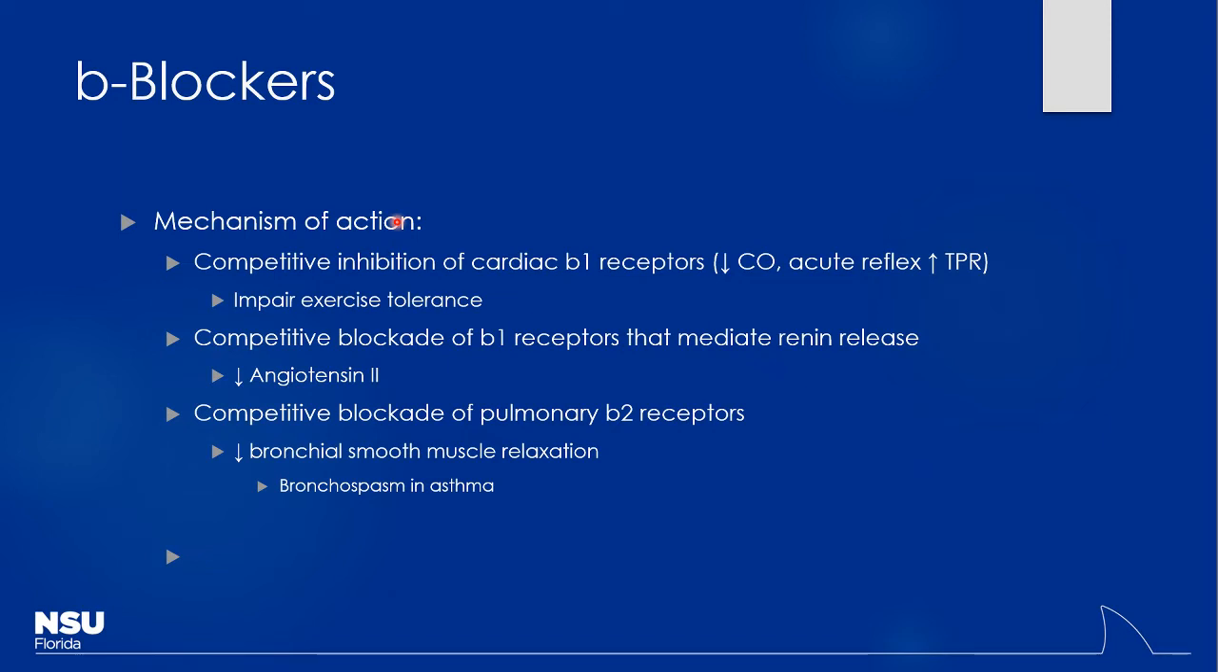Anywho, point being here is that when you are blocking cardiac beta-1 receptors, you're going to find cardiac output goes down. You may see somewhat of a reflexive increase in total peripheral resistance, which sounds like this would be bad as an antihypertensive, but we'll talk about some of the long-term effects you can see with these, and how we do use these for long-term control of blood pressure. You can see some impaired exercise tolerance. What do you think that is?